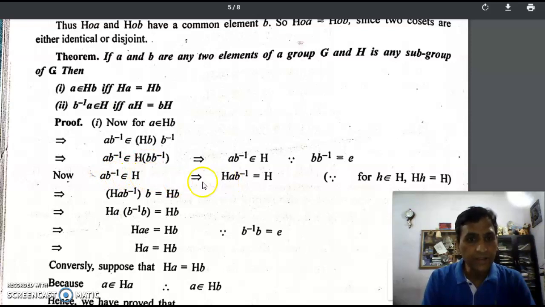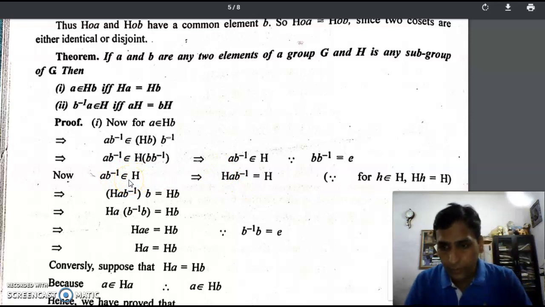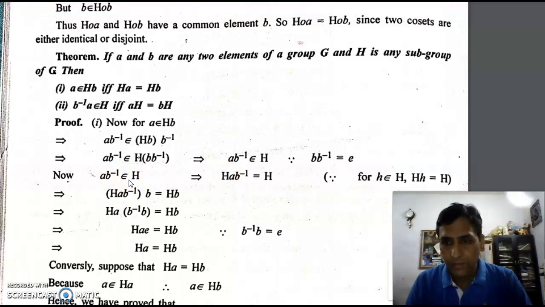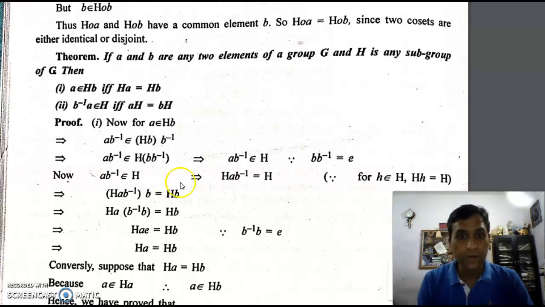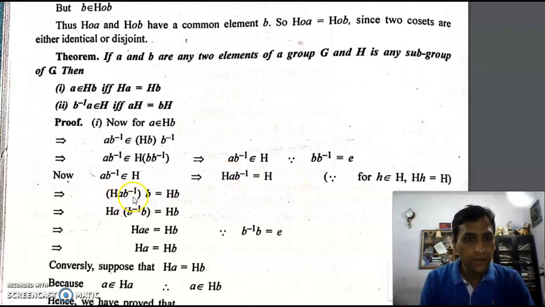It means H, I applied H on this side, H into AB inverse is equal to H. Why? Because if this is an element of H, when we multiply elements of the subgroup with the subgroup, it will remain an element of the subgroup because of the closure property. So it stays in this; we did this too. So it means HAB inverse. Now I apply B on both sides. Then I use associative law, and this B and B cancel out, so it becomes HA is equal to HB. Okay, so this is the proof.